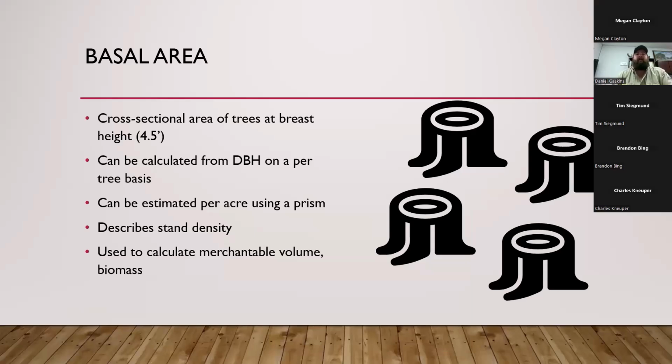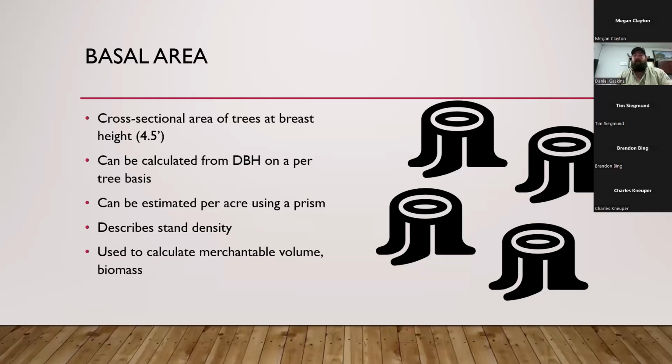But the main thing I want to talk about today, because I've been asked to talk about prisms, is basal area. And this is something that maybe you might not have heard as much about, depending on your background. So basal area is the cross-sectional area of trees at breast height, so 4.5 feet. You can calculate this from DBH on each tree. So if you know the diameter, you can calculate the area. But you can also use a prism to estimate it more quickly.